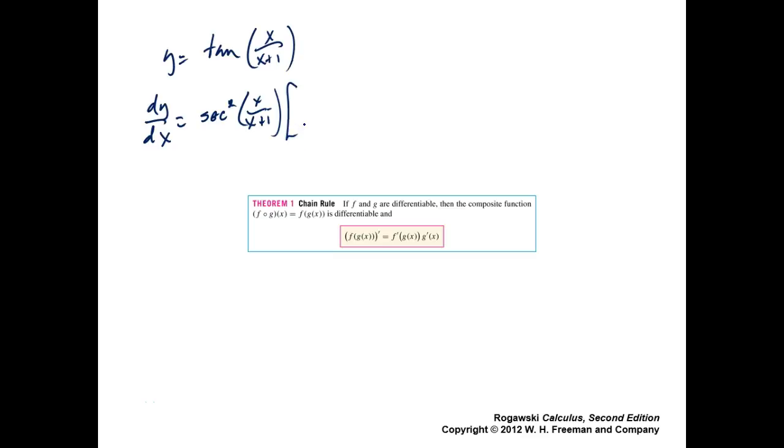And if y'all were here, I can almost hear you saying low D high minus high D low over low low, or something like that. So let's do that. The low is x plus 1, that's your denominator, times the derivative of the numerator, low D high. Derivative of x is just 1.